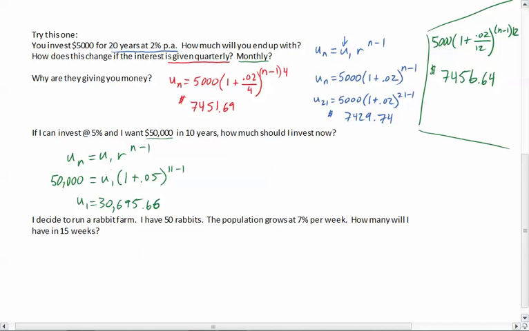All right, so here's the answer to this one. Note that 50,000 was the final amount, so I put it in for UN, and then I put in U1 is the unknown. That's what I'm starting with, and so that's what I'm solving for. And then I got 1 plus 0.05. That's the rate. 11 because 10 years. Remember, 10 years is the 11th term.